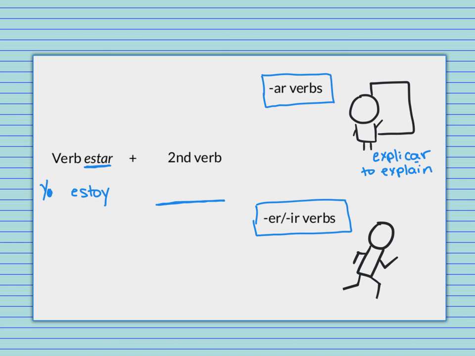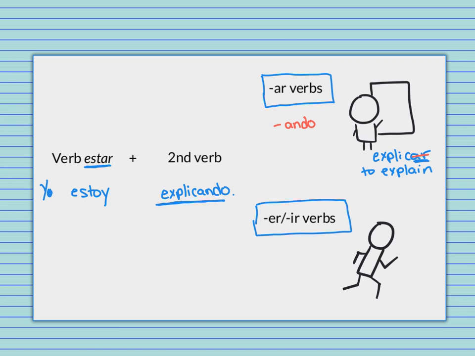And again, immediately you can see that it's an AR verb. And so what you're going to do now, as you do usually to conjugate most verbs, is cut out the AR and add the ending -ando. So in this case, I would then say yo estoy explicando. Okay.